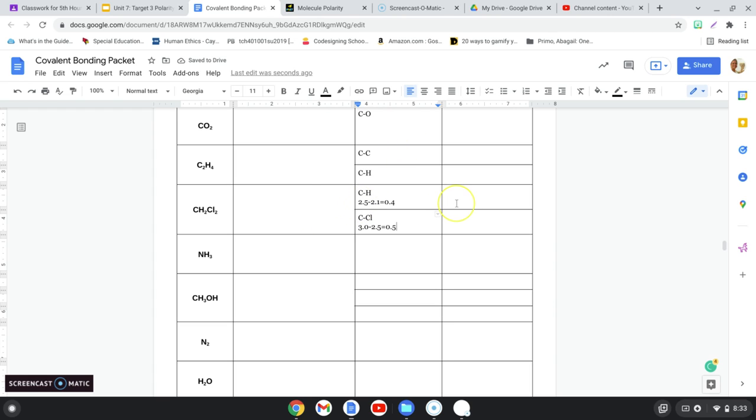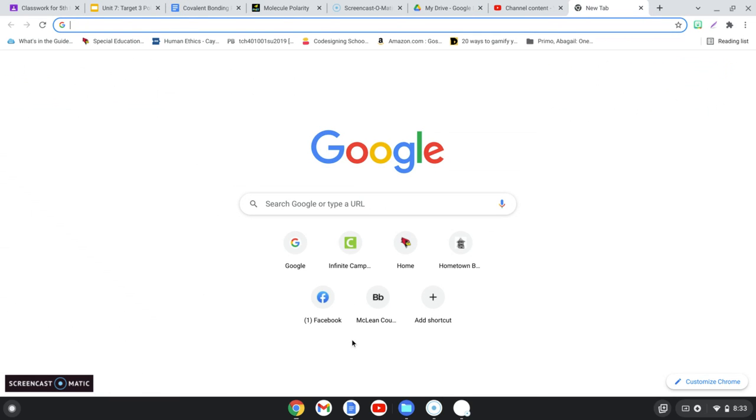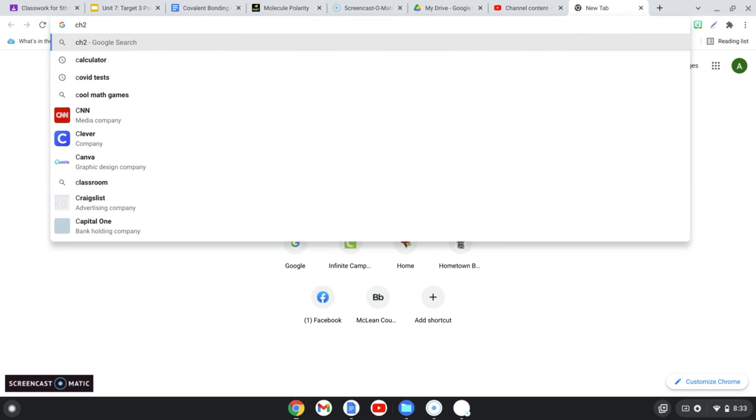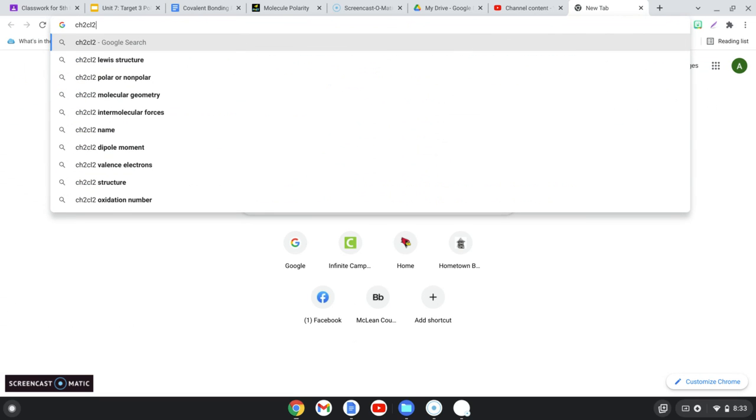It's made up of both kinds of bonds. It's made up of nonpolar bonds, since this one's at 0.4, but carbon to chlorine is 0.5. So what I want you to start noticing is that in one molecule, you can have polar and nonpolar bonds. If I Googled a picture of what this looks like, CH2Cl2.